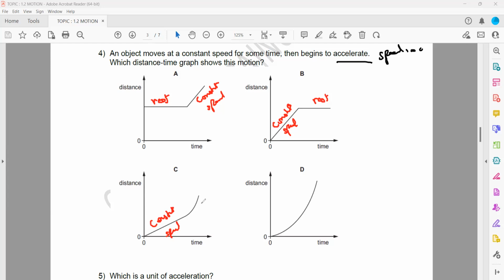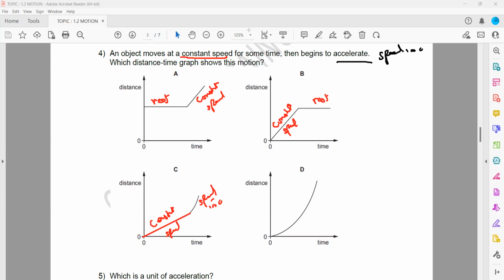And then the angle is increasing. So we can say that the speed is increasing, or the object is accelerating. So that is what we have to find: an object moves at a constant speed, like a straight line, and then it begins to accelerate.